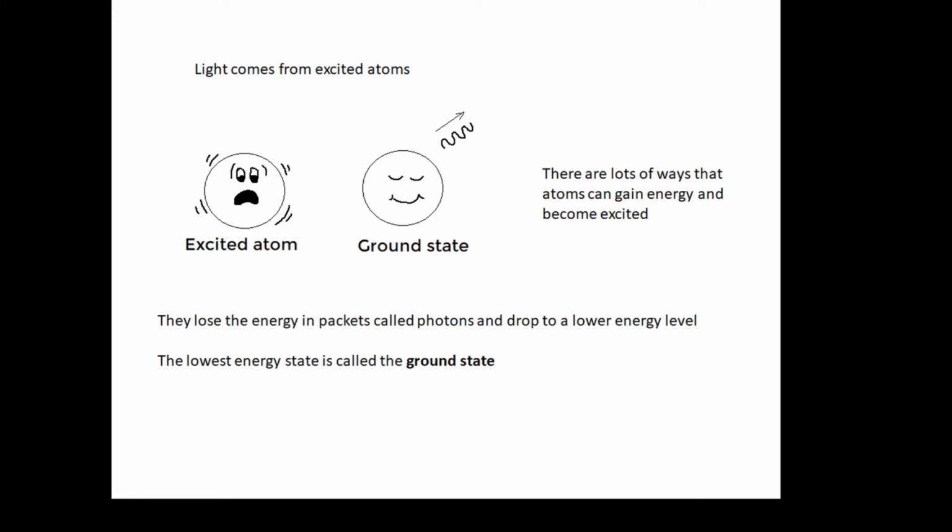Imagine an atom which is snoozing. We say it's in its ground state. Now, we can excite an atom if it absorbs energy. There's lots of ways that we can excite atoms. We can bash them into each other. We can bash them with electrons. We can use electricity. Atoms can become excited, and when they get excited, they gain energy. And then an excited atom loses this energy by giving off a photon, and we say it falls to a lower energy level, and the lowest energy state is called the ground state.